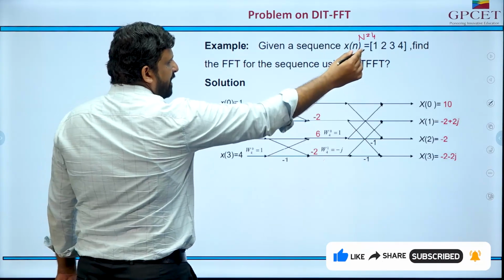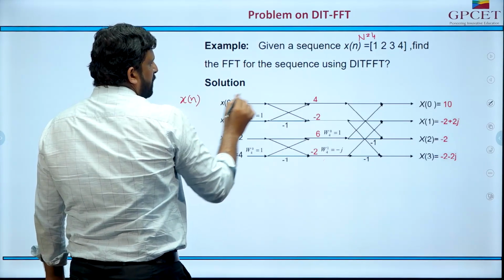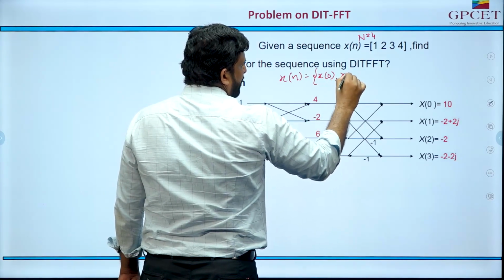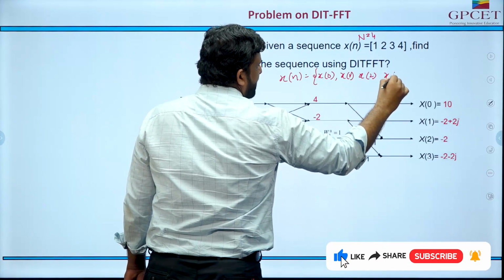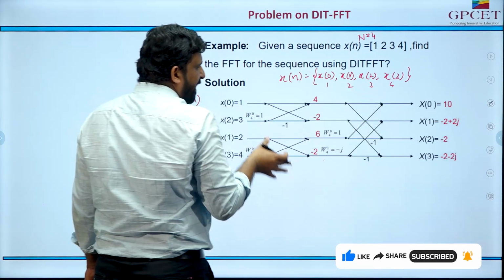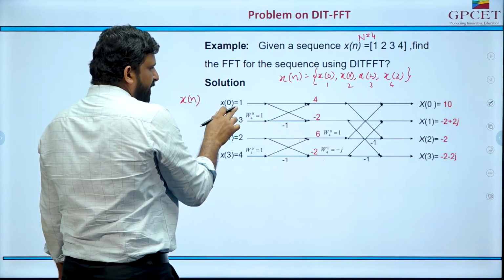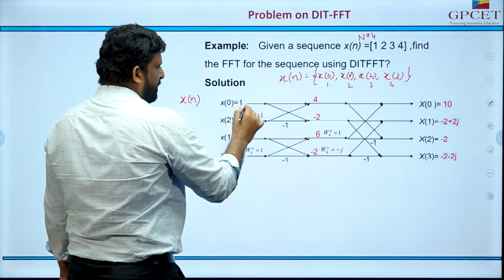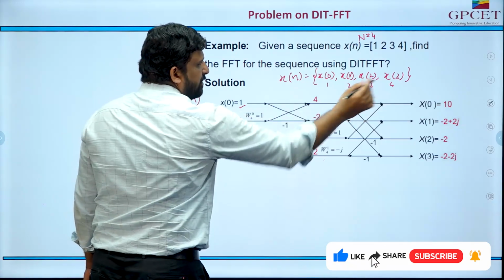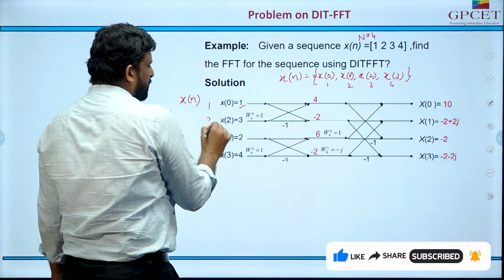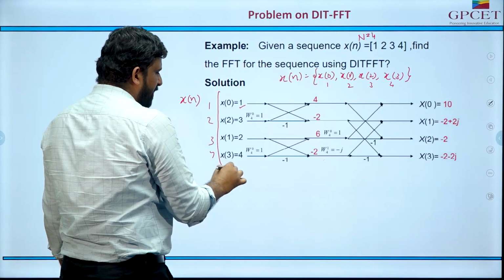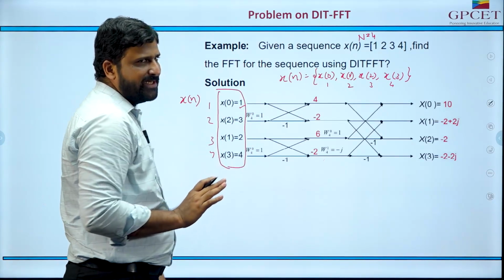So here the sequence given is x of n is equal to x of 0, x of 1, x of 2 and x of 3. First you need to write it like this. Why? Because while you are inserting those particular values, you need to insert them properly. For x of 0 the value is 1, for x of 2 the value is 3, for x of 1 the value is 2, and for x of 3 the value is 4. In a hurry, what will you write? You will write 1, 2, 3, 4. It is wrong. While inserting the values in the input sequence, just follow this order so that the input sequence values will not be interchanged.